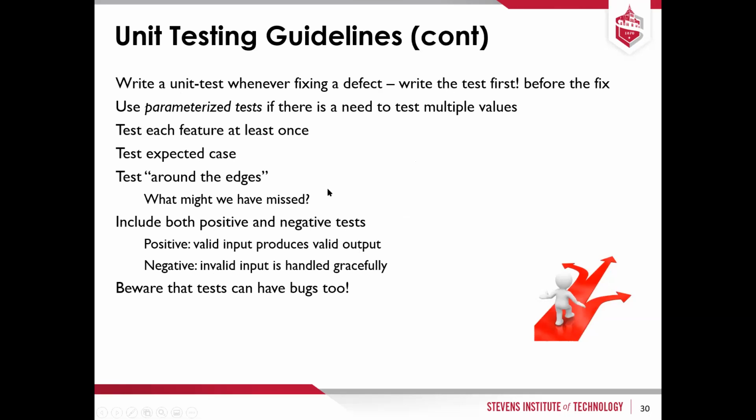So how can we do that? We write a unit test whenever we need to fix a defect. We use different parameterized tests to do that. We test each feature at least once. We test expected behavior at least once. And we try to make sure that we are not missing any test story or test unit that we need to test.